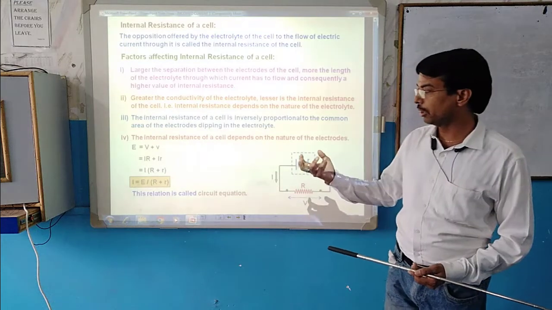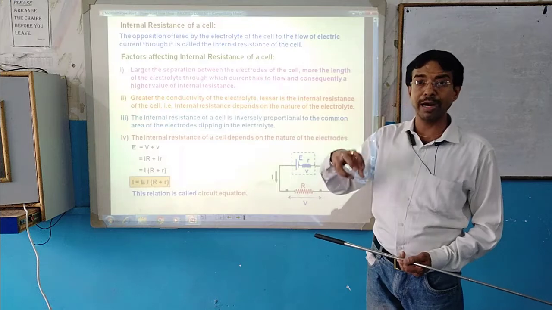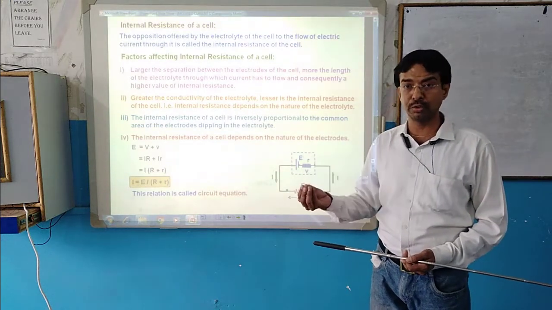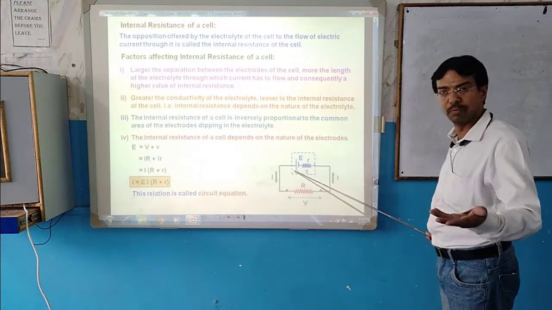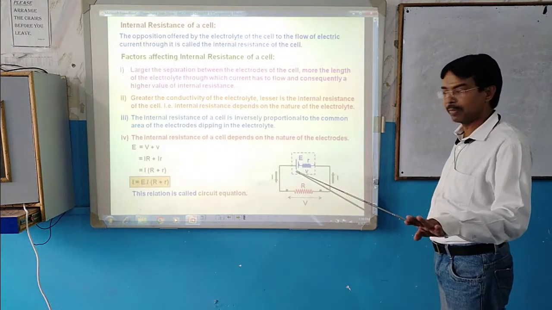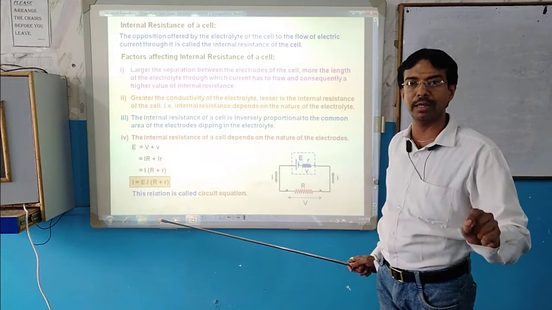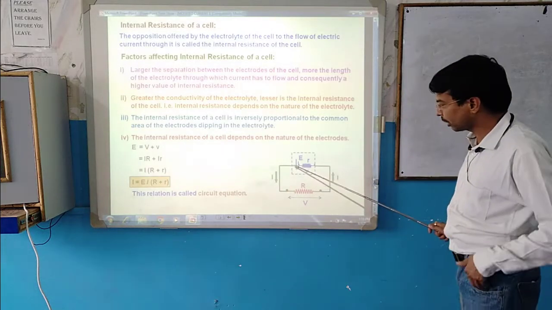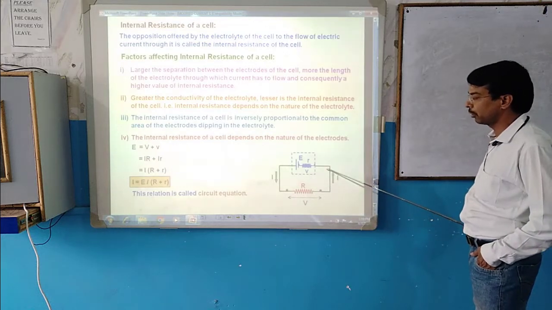In that condition, a particular force is required by the cell or battery to impose on the positive charge. Suppose I am assuming the positive charge can move. It is not practically possible in a solid, but for convenience we use a positive charge moving along the direction of the current, and negative charge moving opposite to the direction of the current. So suppose the positive charge is moving along the current, from this terminal to that terminal.